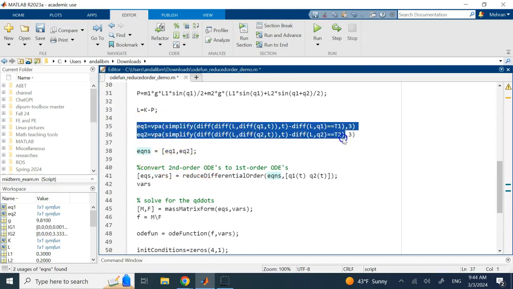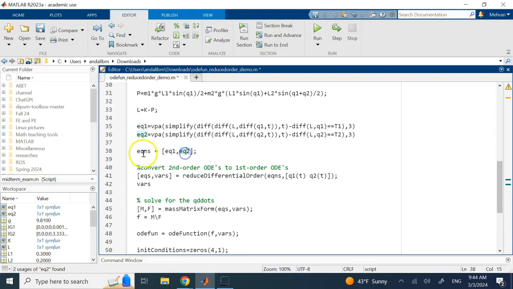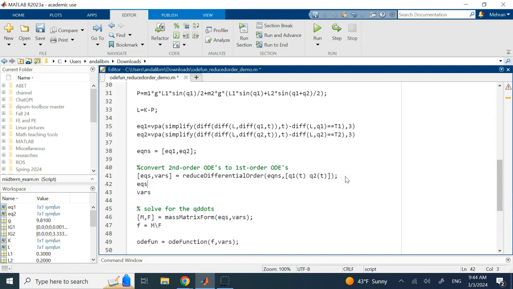You combine the 2 equations that you got, equation 1 and equation 2, into a variable called equations, and then you call reduceDifferentialOrder on these equations with respect to the variables q1 and q2, which are the variables in these equations. It returns the equations and the variables. These variables are those dummy variables that you should choose, and these equations are those 4 first order ODEs now. Okay, so let me show you that here. Right? So this is what we do. Look here.